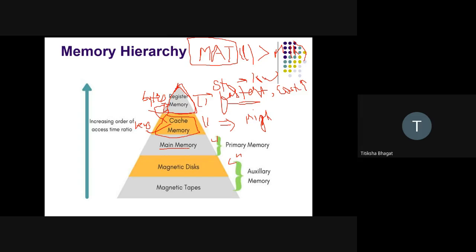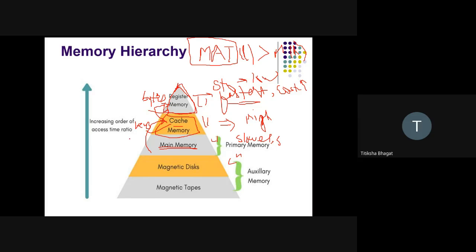Next comes the main memory. The main memory is again slower than the cache memory. It is slower than whom? Slower than the above one, slower than the cache memory. Then it occupies more data. That means the storage space is higher than the cache memory.